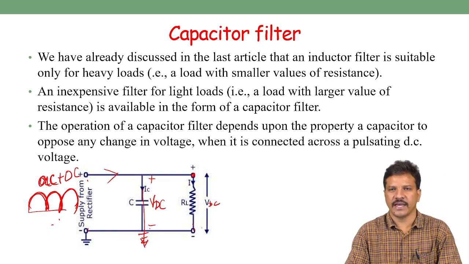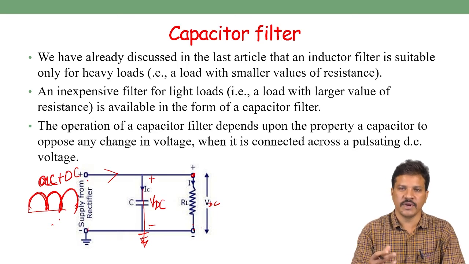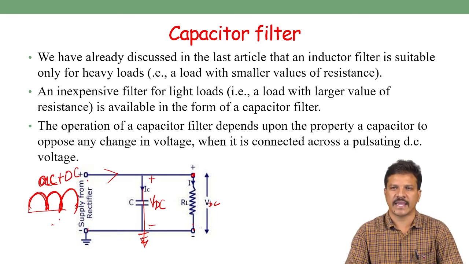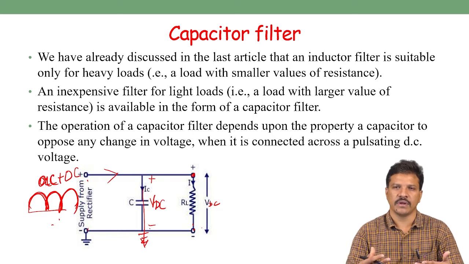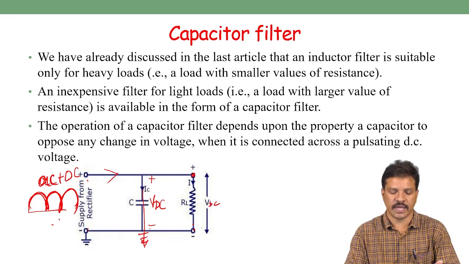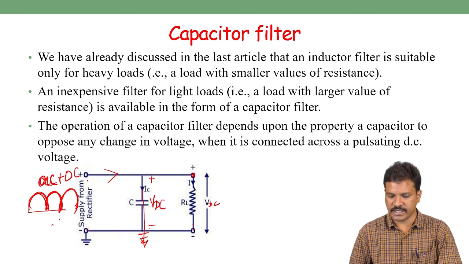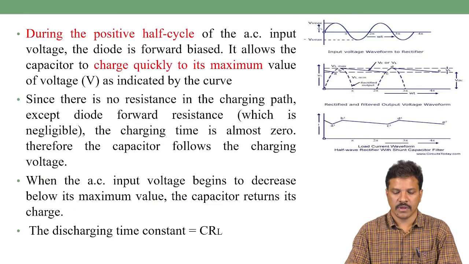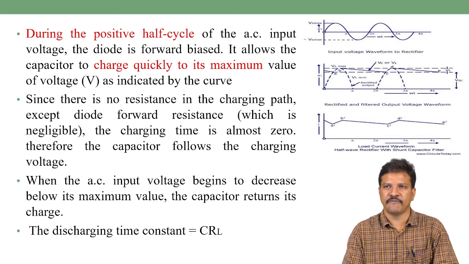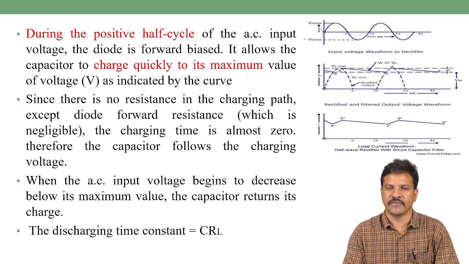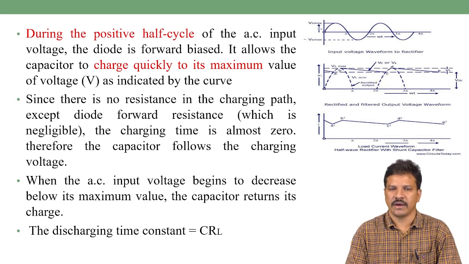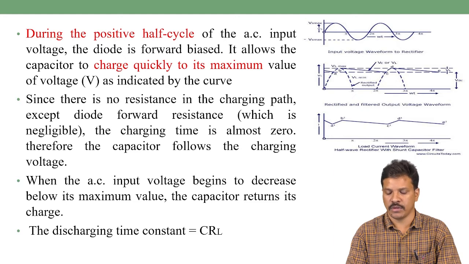But how the capacitor filter voltage VDC is stored in the capacitor can be understood from the waveforms: the waveform of the rectified output, the waveform of the voltage across the capacitor, and the waveform across the load resistor. So let us see the waveform and try to understand the capacitor filter output.